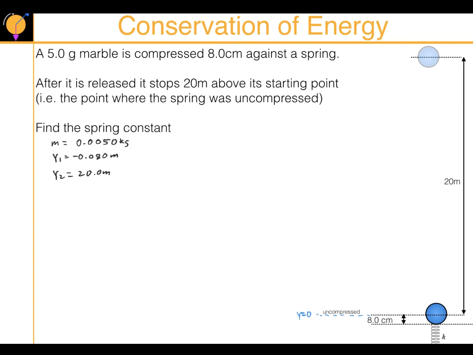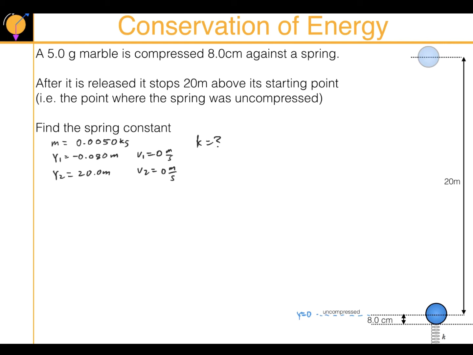What else do we know? We know its initial speed: we pushed it down, so we're going to assume that it starts at rest. And if it goes up 20 meters and stops, then its speed at the end is also 0. So that's going to make it nice and easy. And the thing we don't know is our spring constant, and that's what we're trying to find. So using conservation of energy, we can figure all this out.